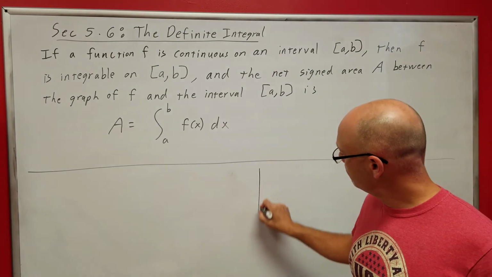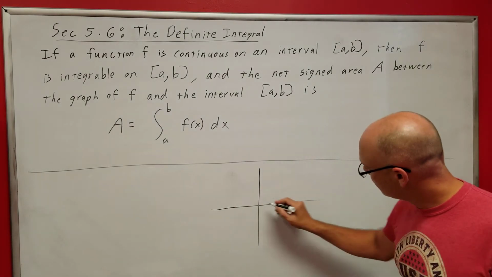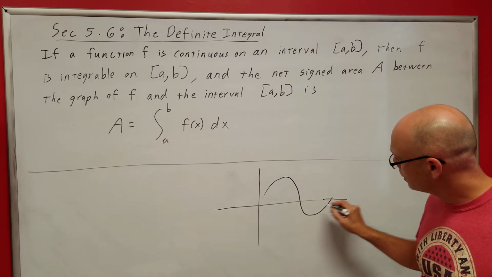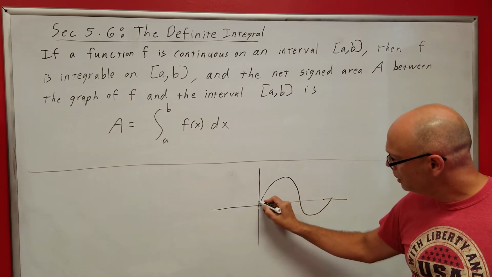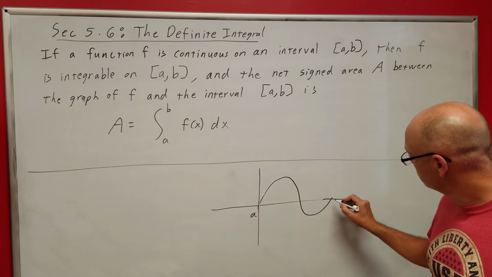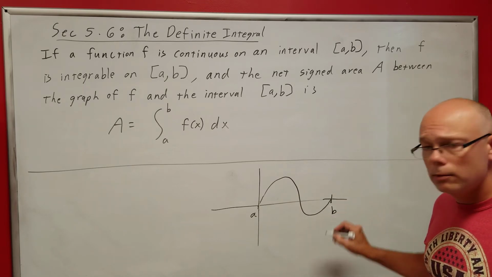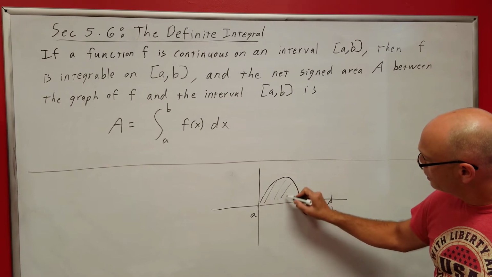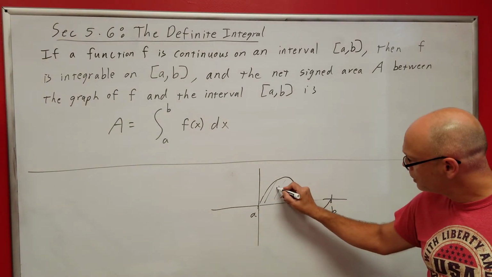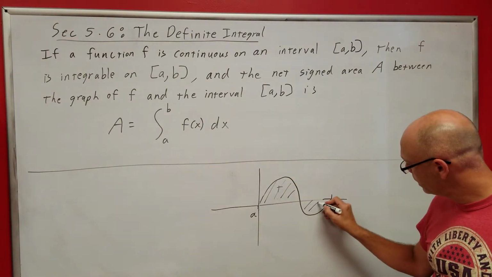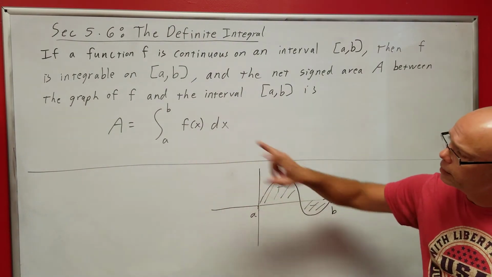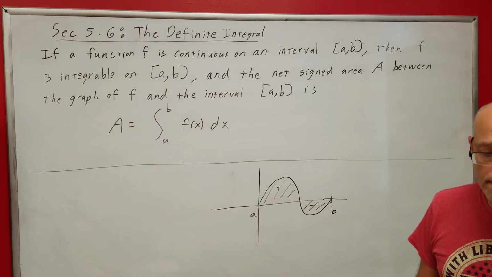In other words, big picture wise, let's suppose you have a function that does this. Okay? And here is A right here, and here is B right here, okay? The net signed area will be the area up here, which is positive, plus the area down here, which is negative, okay? And the way we write the net signed area is with these symbols, okay?